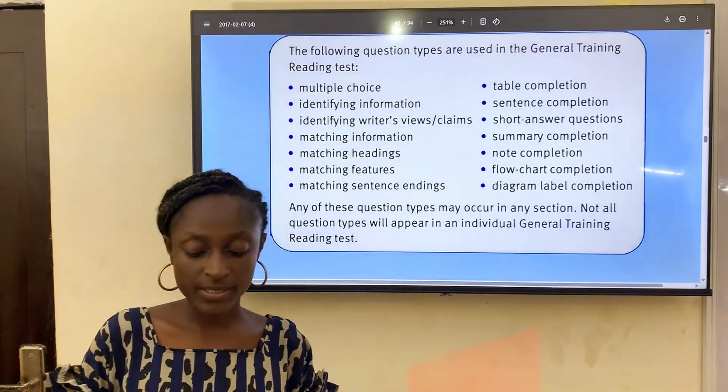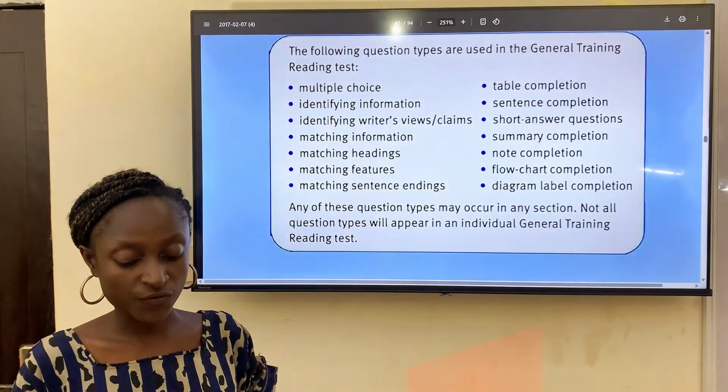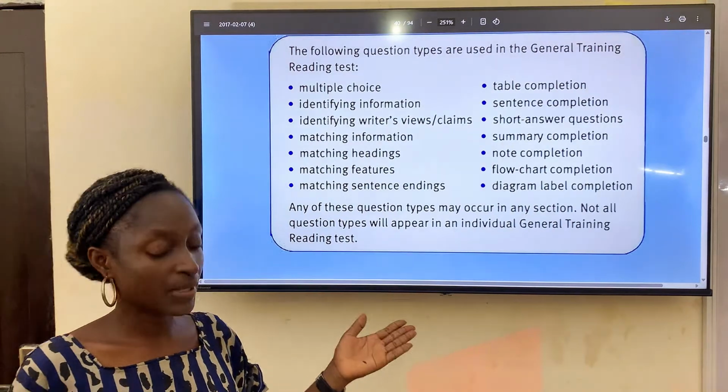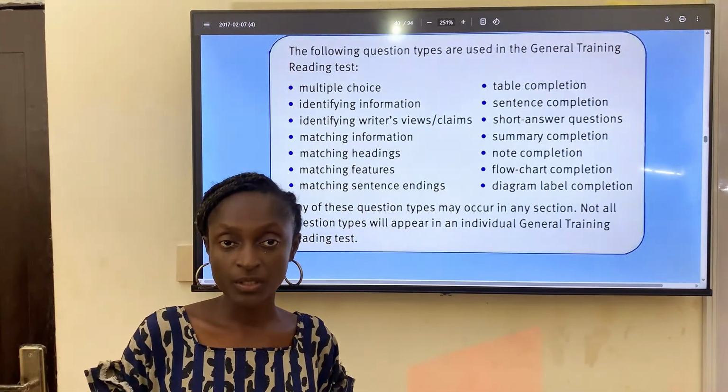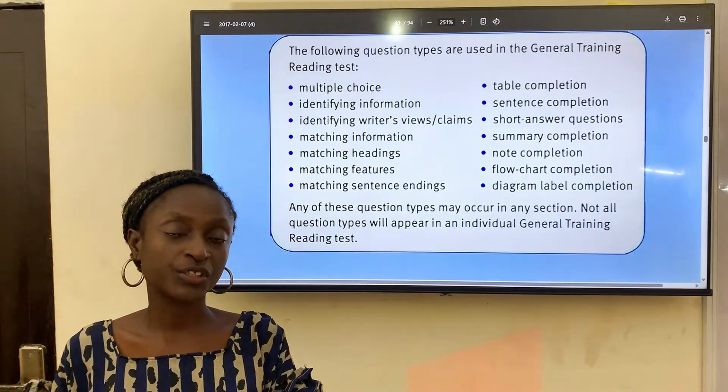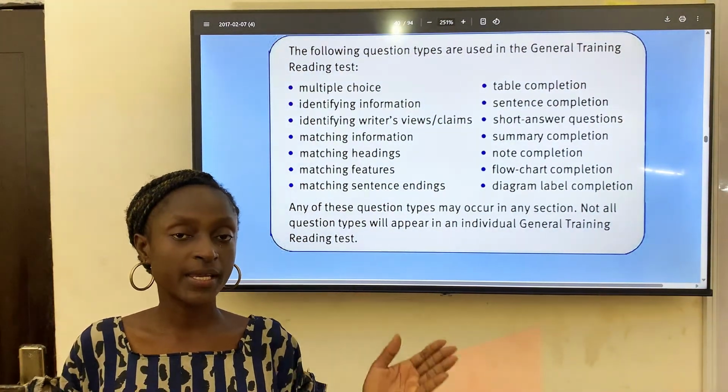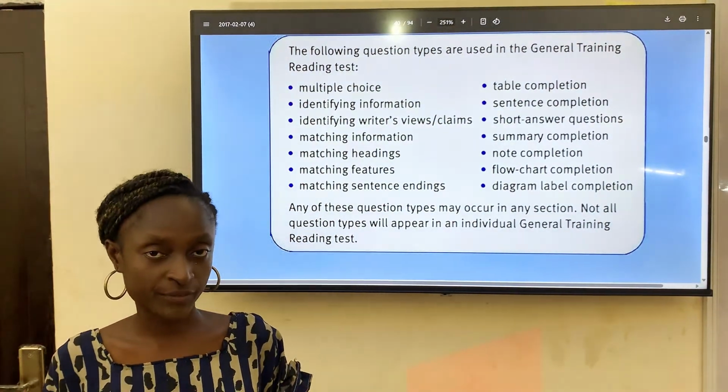Now the next one is identifying the writer's view or claim. That's similar to identifying information, but instead of writing true, false, not given, you're writing yes, no, not given.